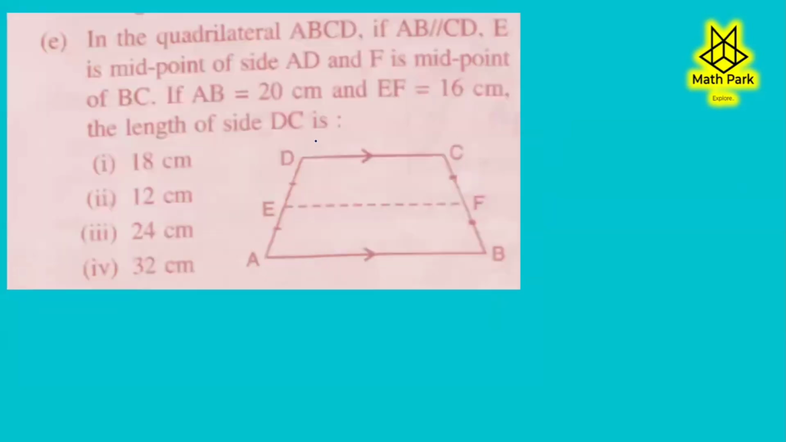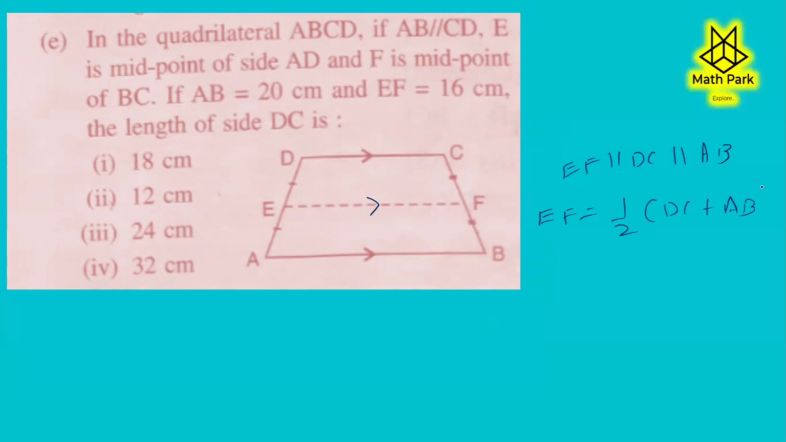The last MCQ of today's video. In part C, we have already seen that there is a relation: if two lines are parallel and we join the midpoints, this also becomes parallel. So we have EF parallel to DC parallel to AB. In such a case, you have EF is equal to half of DC plus AB.